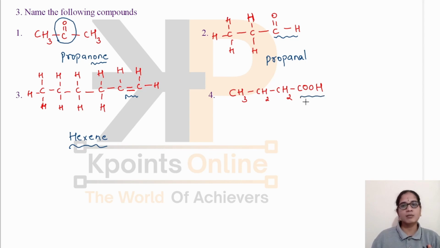This is again a carboxylic acid. It contains 4 carbon atoms, so but. And for carboxylic acid, we will use oic acid. So the name of the compound will be butanoic acid. This is how we will write the names of the compounds. And also we have learned how to draw the structures for these compounds.